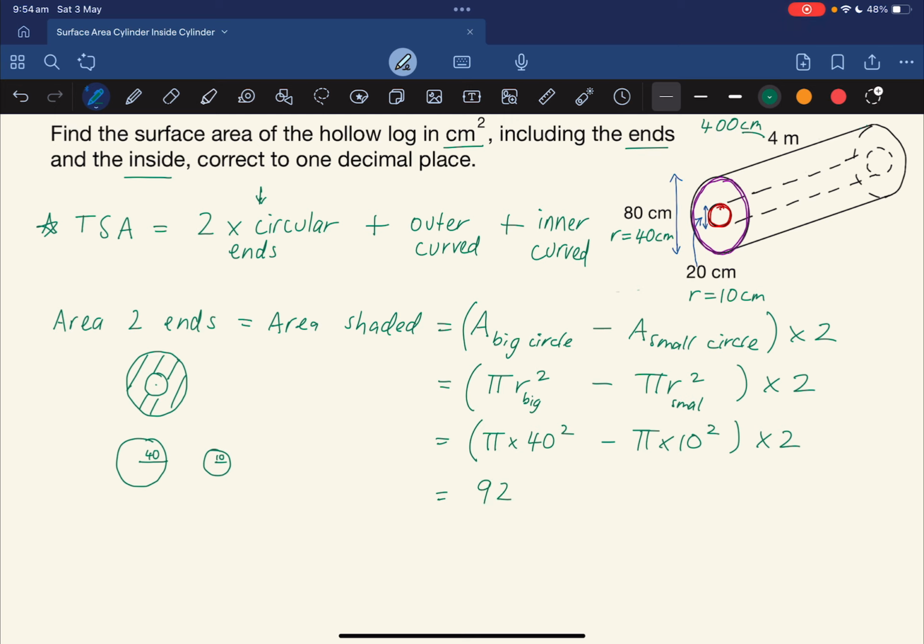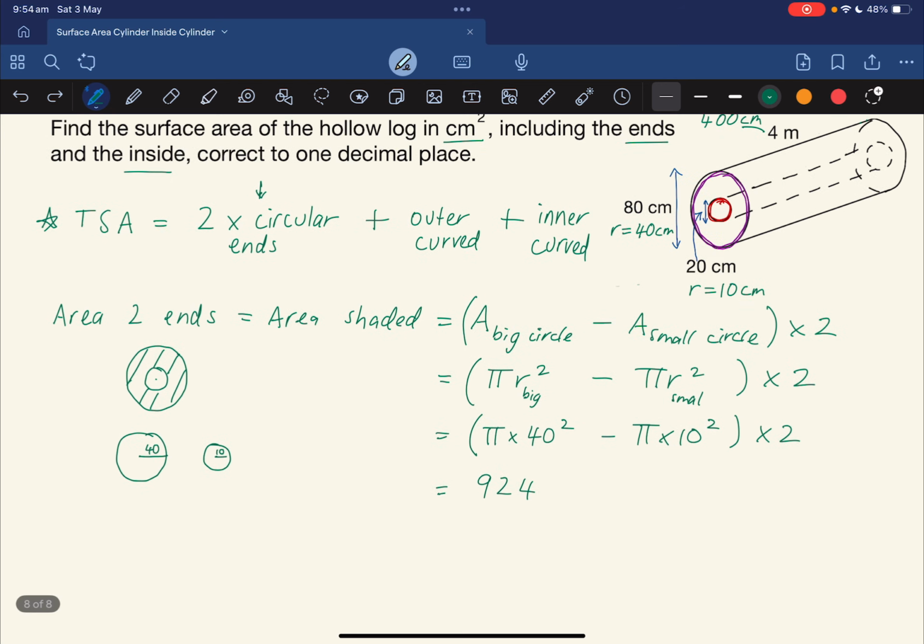Gives us this. Now, our answer says to 1 decimal place, so keep it to a few decimal places until the very end to avoid rounding error. So 9424.78 would be to a few decimal places. And I'm going to put a box around that.